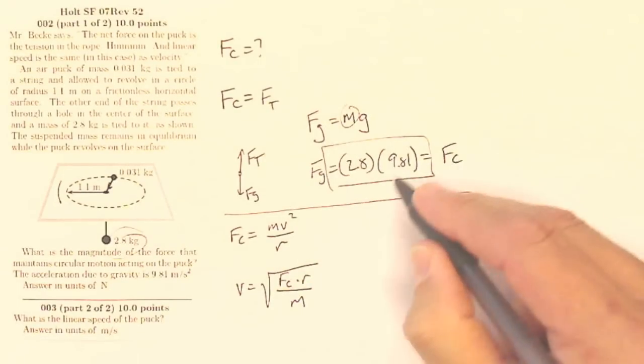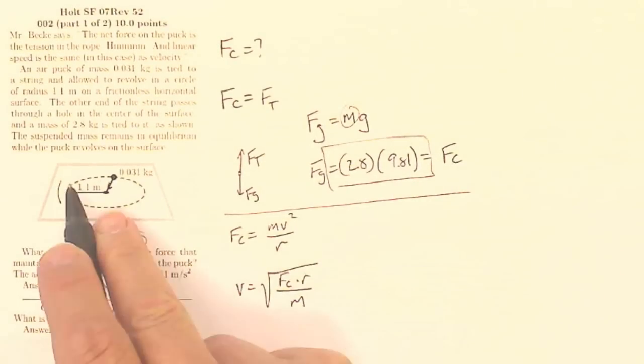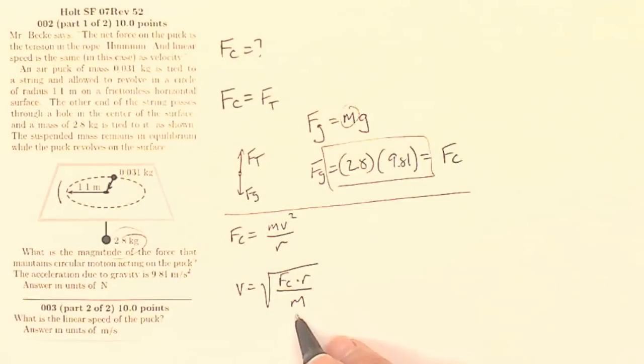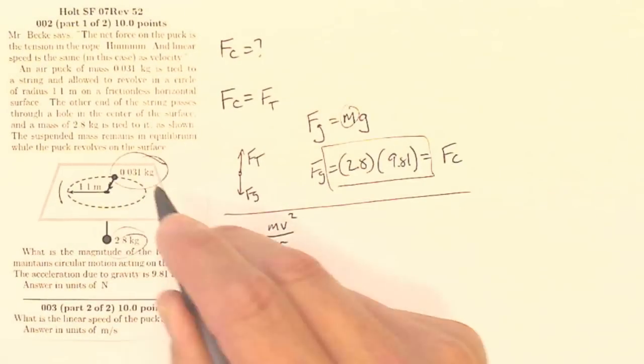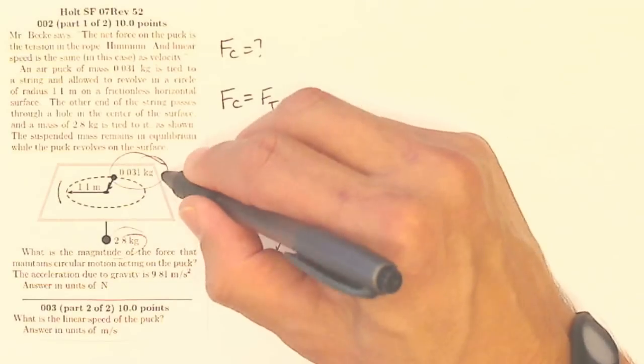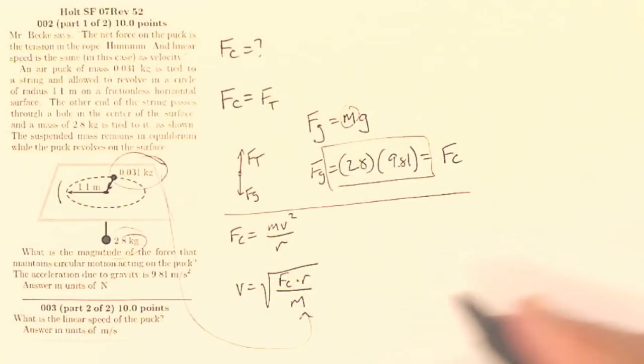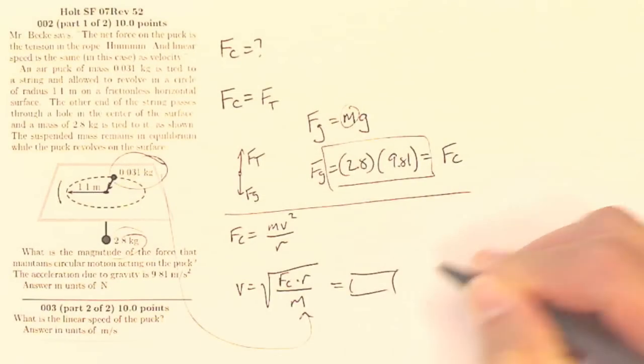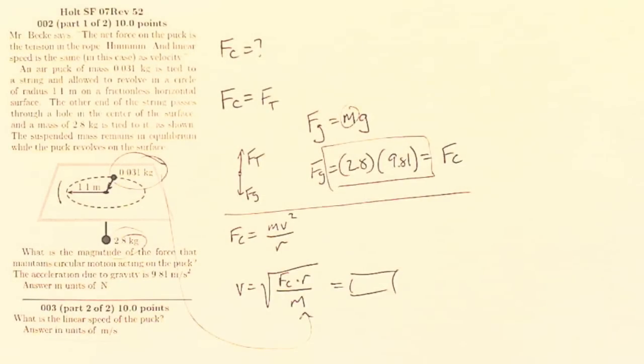The centripetal force is going to be this number here. The radius is my 1.1 meters. Mass, what mass is this? Oh, that's the puck that's moving in a circle. So that one is my 0.31 kilograms. So that's the mass for this one. And when you do that, you get yourself a velocity. And that is the speed of the puck as it moves around the circle.